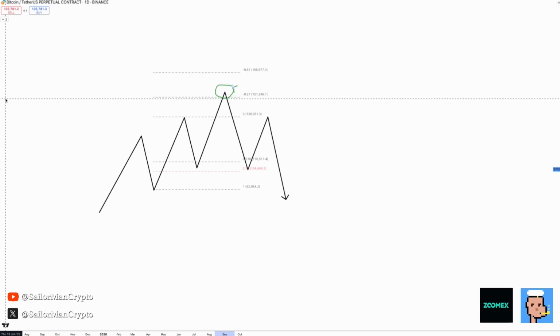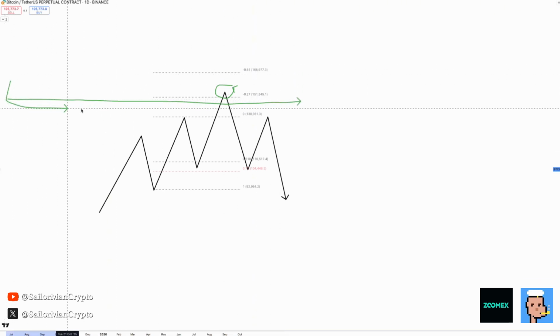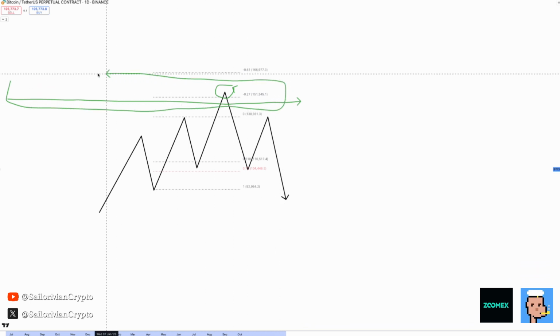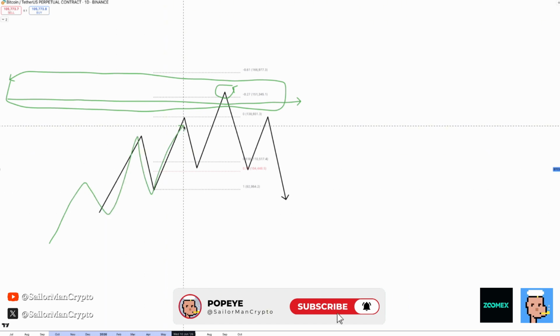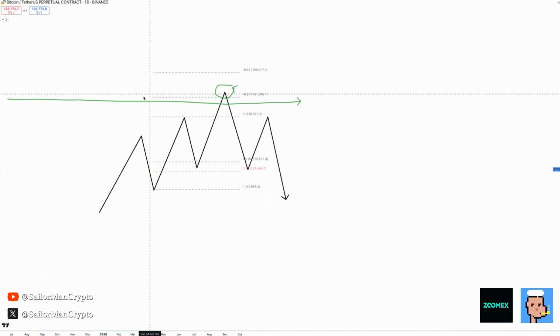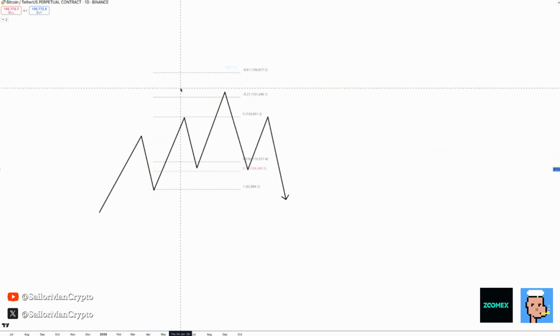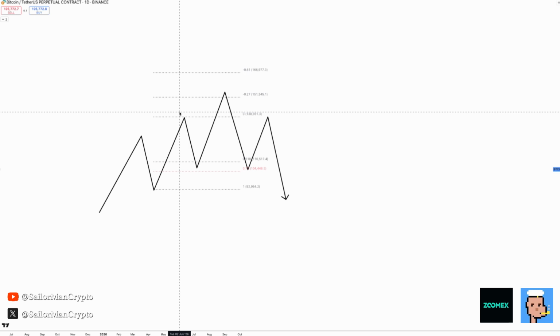So if this is a well-known resistance level, or if this area is a supply area, then you get some further confluence that probably the price moves in an uptrend to supply or resistance, and then the resistance is rejecting, supply is rejecting, then it moves lower. So the first pro tip is to try to trade the three drive at well-known support or resistance or demand and supply.